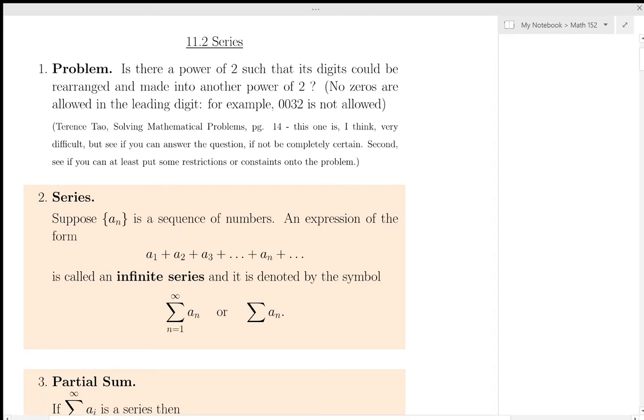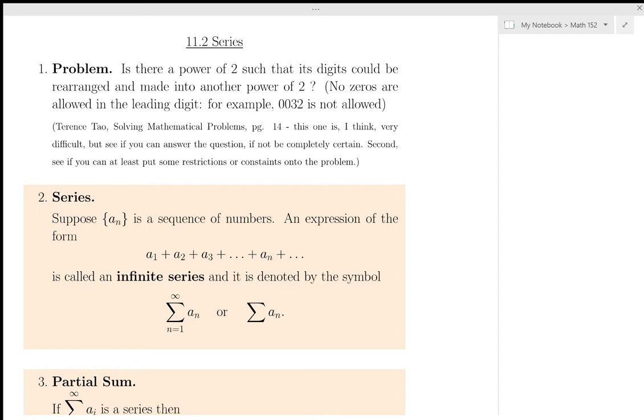This now is going to be section 11.2 on series. So last lecture we saw a sequence, which was simply a list of numbers. And now what we're going to do is take those list of numbers and add them all together. That's what is called a series. Please try not to confuse the words sequence and series.